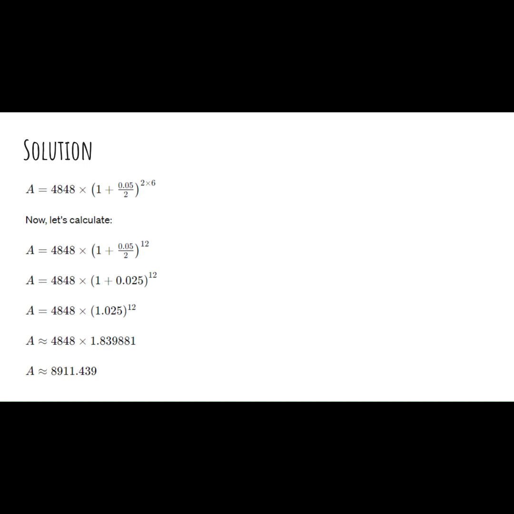We can now do that calculation, 1.025 to the power of 12. And we have that A equals 4,848 times 1.839881. And so we have A is approximately equal to $8,911 and 0.439, which of course we would round up. So you might be asked to round it to, for example, 2 decimals, so we get 0.44. You might get asked to round it to the nearest dollar, which in this case, given it will be below 50 cents, would be 8,911. Okay, that is how we use compound interest.